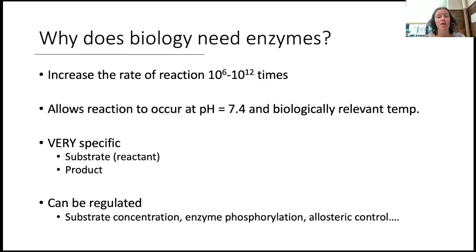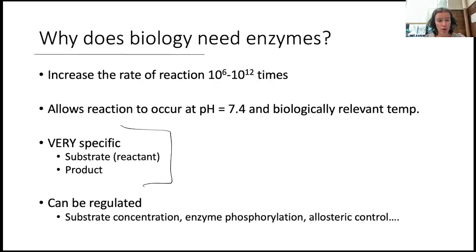For example, these enzymes increase the rate of reaction by 10 to the 6th to 10 to the 12th. This is a massive increase in reaction rate. Additionally, since our bodies are relatively mild in terms of pH and temperature, this catalyst really helps speed things along when we're at almost a neutral pH, 7.4, and at a very low temperature of 37 Celsius. But enzymes are great because they are very, very specific at what they do.